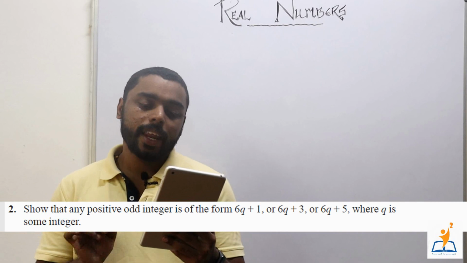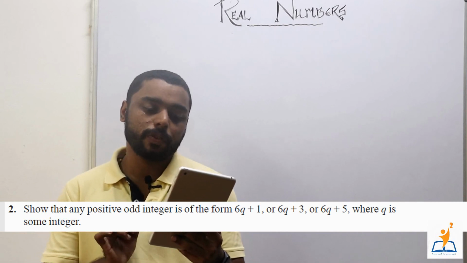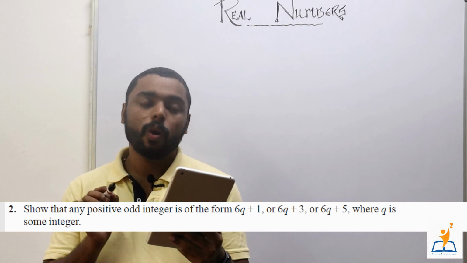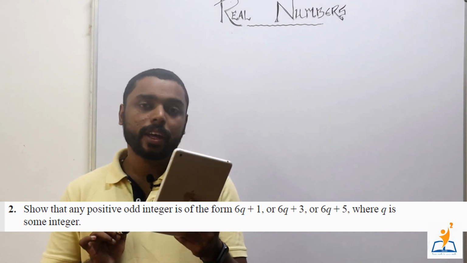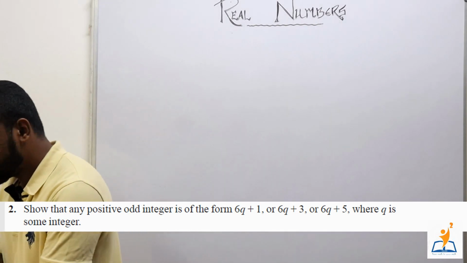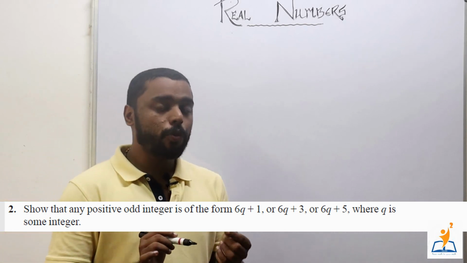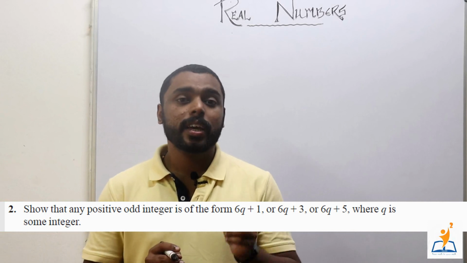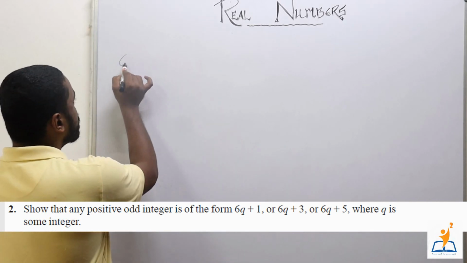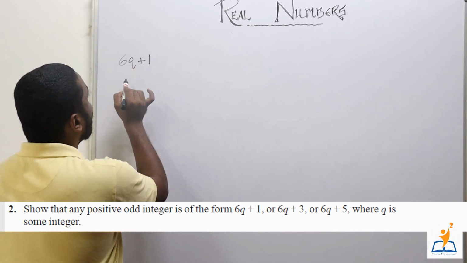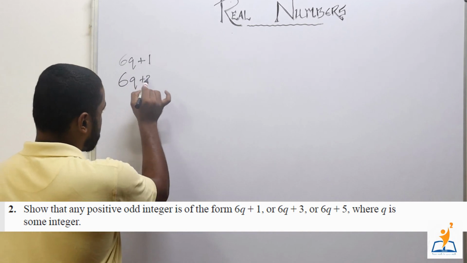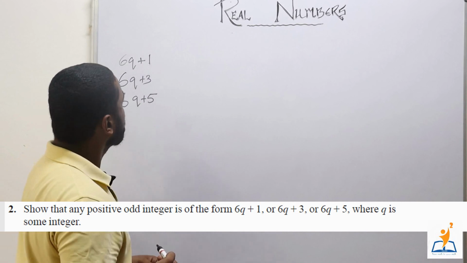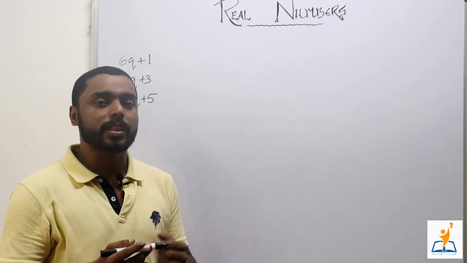Show that any positive odd integer is of the form 6q plus 1 or 6q plus 3 or 6q plus 5, where q is some integer. So we should prove the representation of any positive odd integer is in one of the forms 6q plus 1 or 6q plus 3 or 6q plus 5. So how can we prove this?